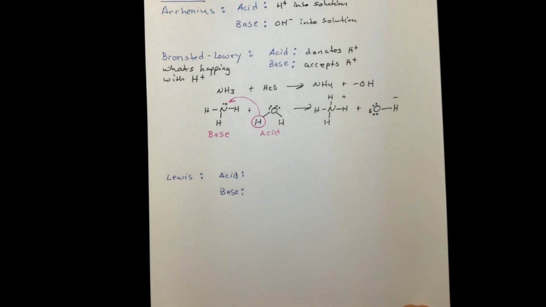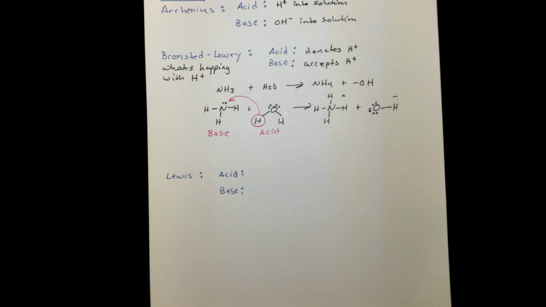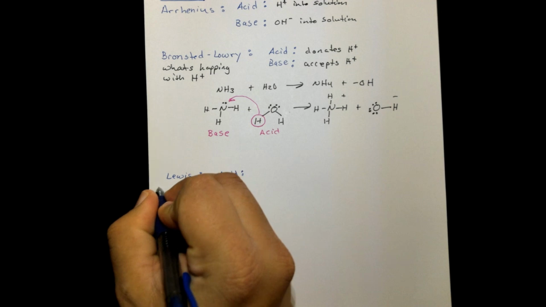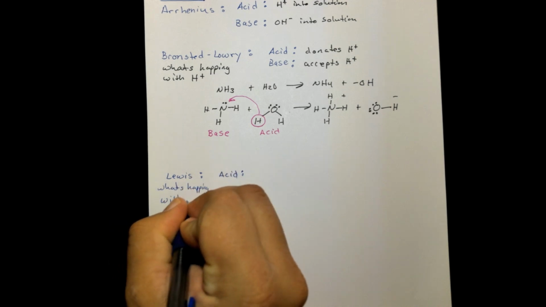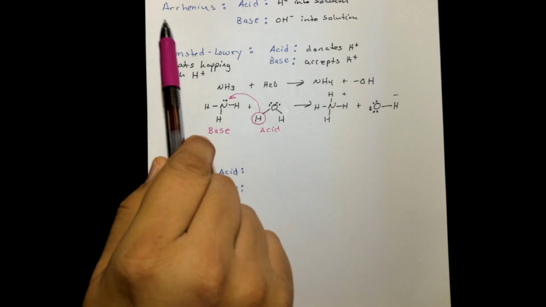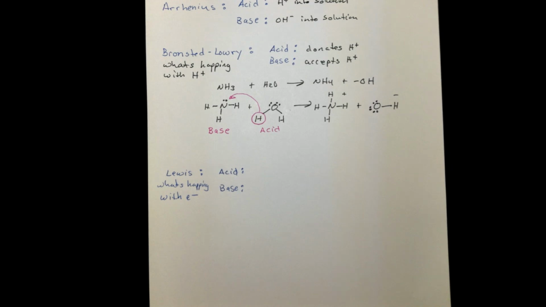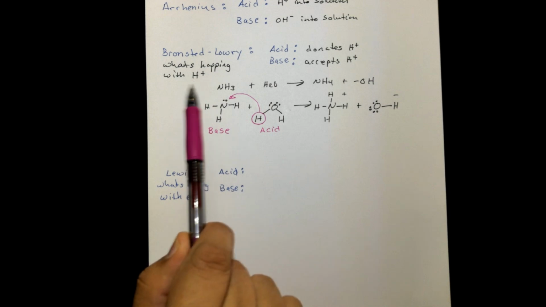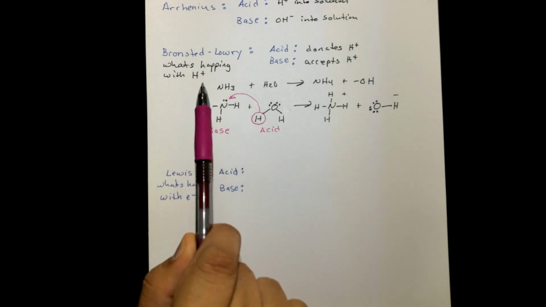Now today we're going to look at Lewis acids and Lewis bases. Lewis is a little different. Lewis looks at what's happening with the electrons. Arrhenius just looks straight up: who has a hydrogen, who has a hydroxide, and who dumps it in water. Brønsted and Lowry is looking at what's happening with the proton. Where's the proton coming from? Where's the proton going, the H+?